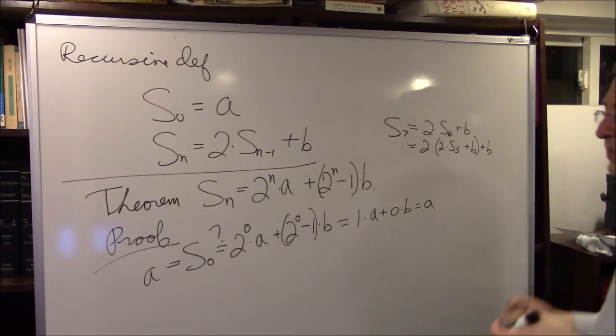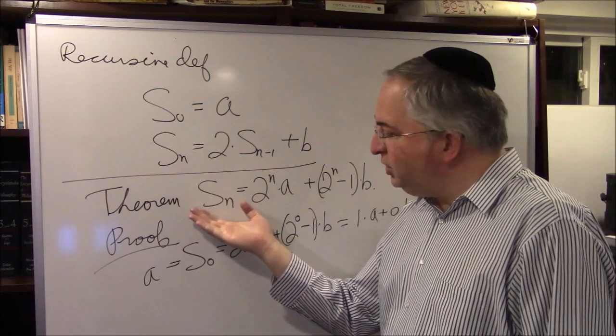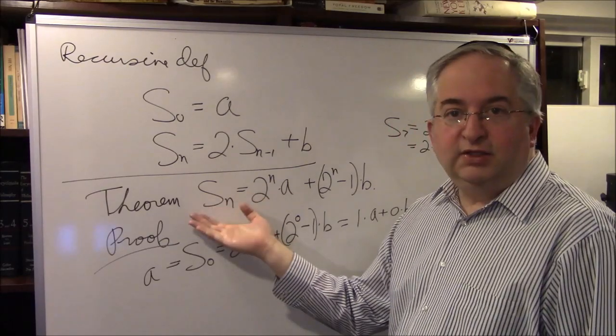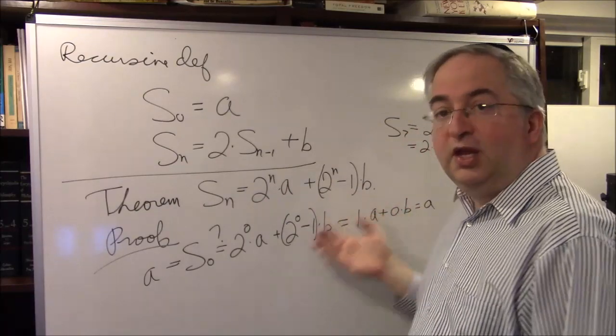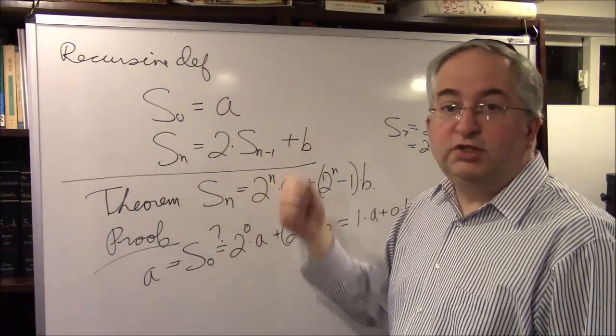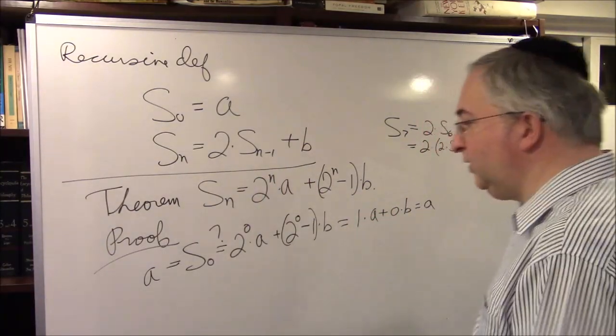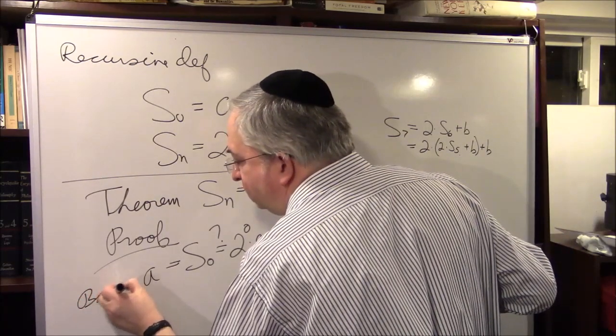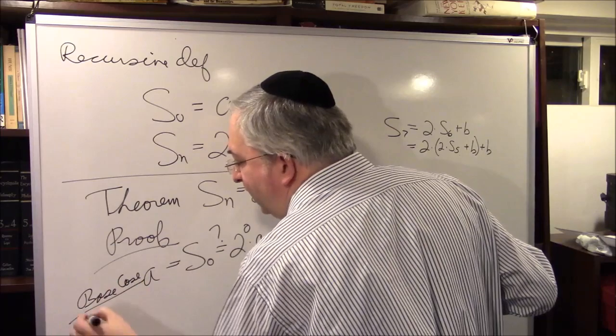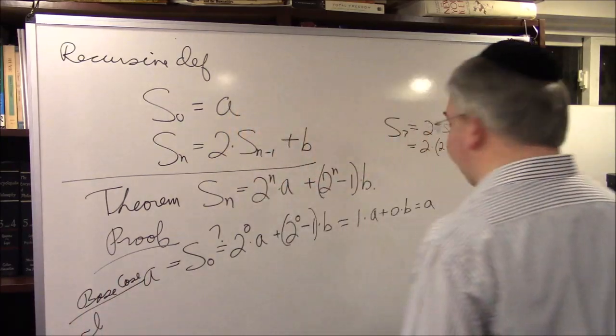Again, what I'm doing is I have two different definitions of S of n. One is a recursive definition, and one is a regular definition. And I'm trying to show that these two definitions are the same. Okay, great. So that's the base case. Now, the inductive case.